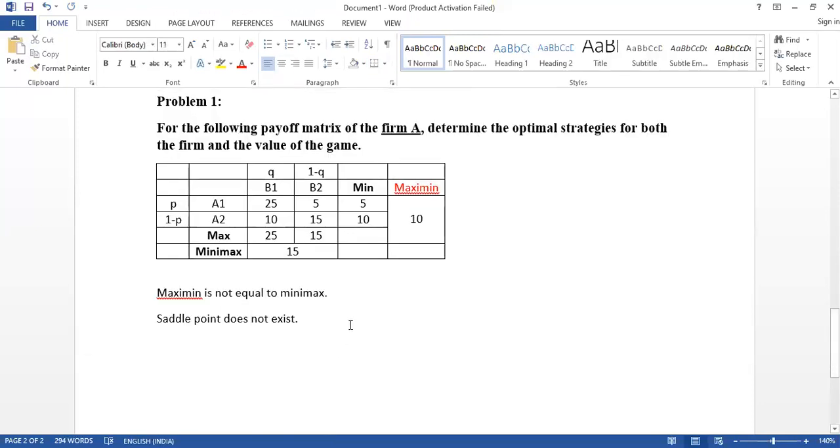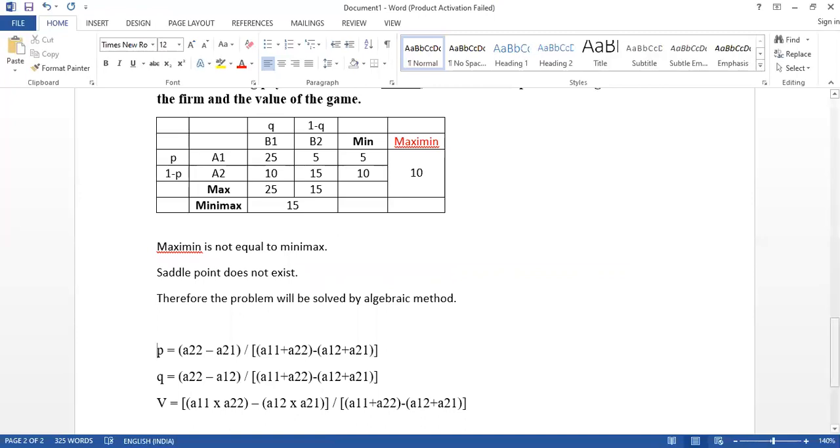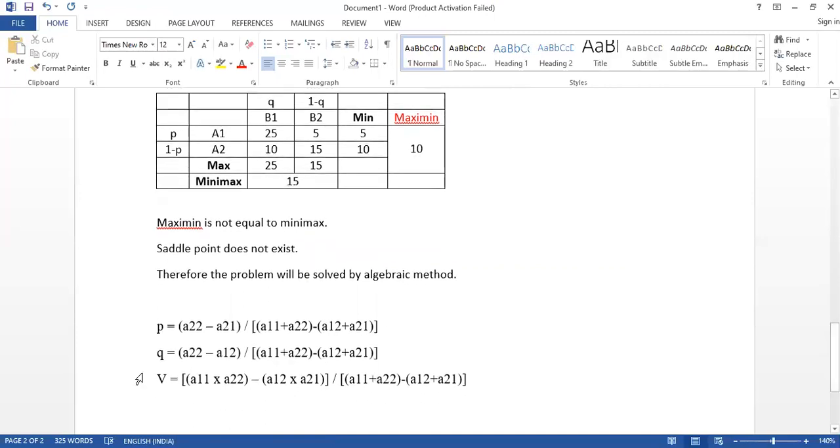Fine. I'm copy pasting here. And saddle point does not exist. Therefore, the problem will be solved by the algebraic method. Fine. So we are supposed to answer these 3 things. Let us try to answer these 3 things.